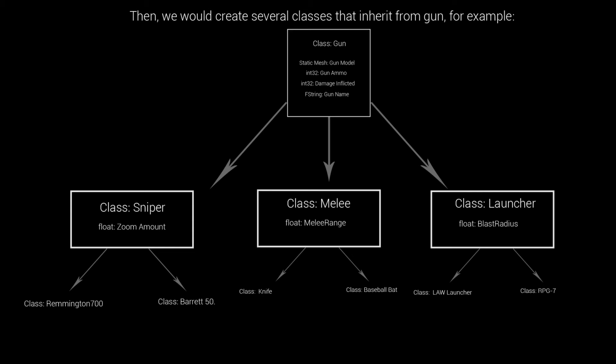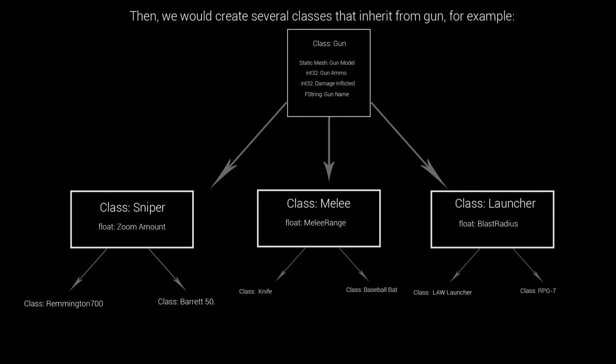So here we have a class Sniper, inherits all of this stuff from Gun. So we've told the Sniper here, inherit from Gun. So now the Sniper has a gun model, it has a gun ammo, it has a damage inflicted, and it has a gun name, because it inherited all of that from Gun.